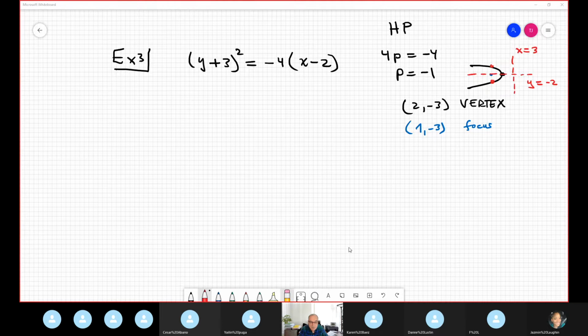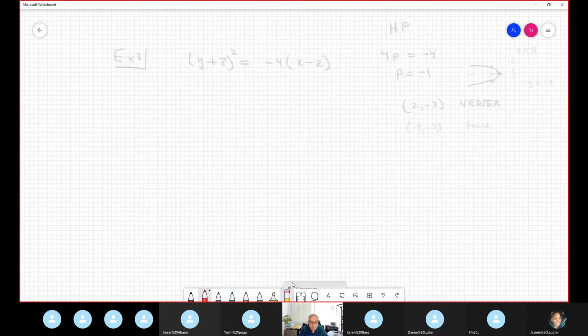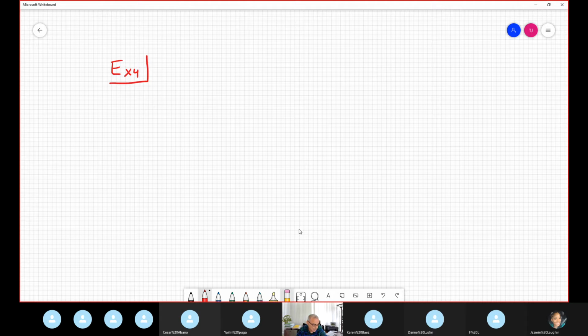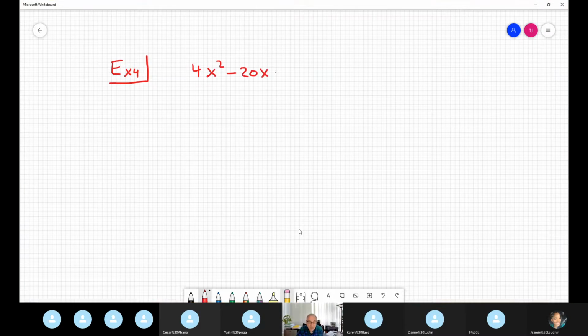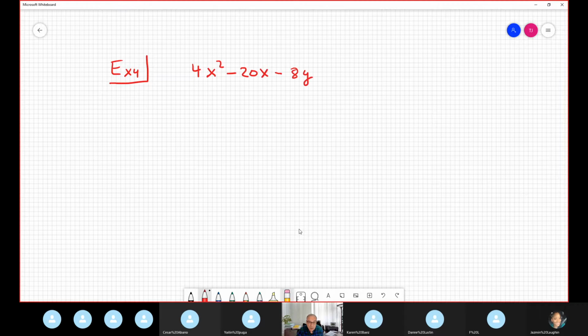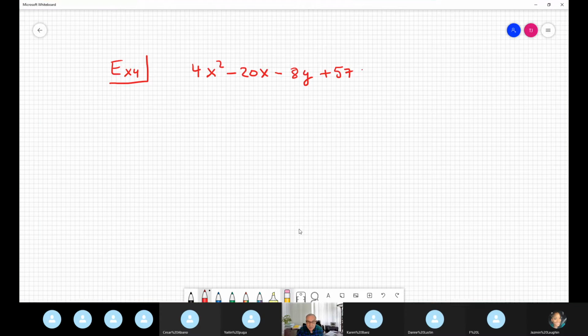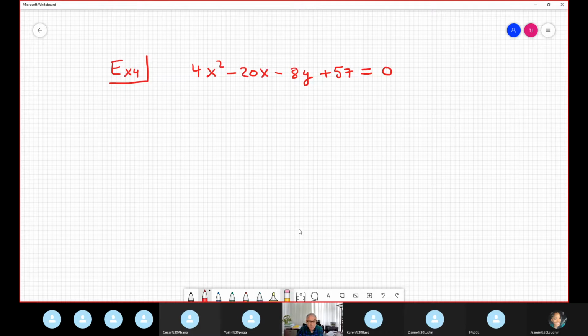Okay, whiteboard now. Example 4. In example 4, you have to manipulate a little bit the given equation. We have 4x squared minus 20x minus 8y plus 57 equal to 0. Identify: is it a parabola or not? What do you think? Parabola or not? Parabola. How do you recognize that it's a parabola? What is the clue that gives me the information that it's a parabola?